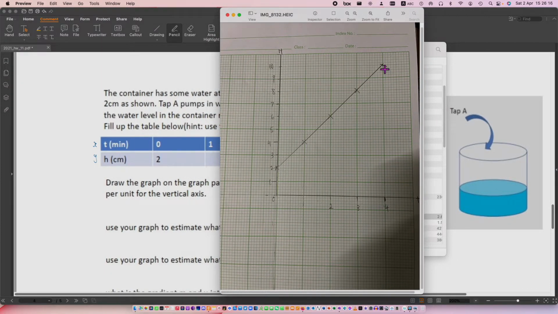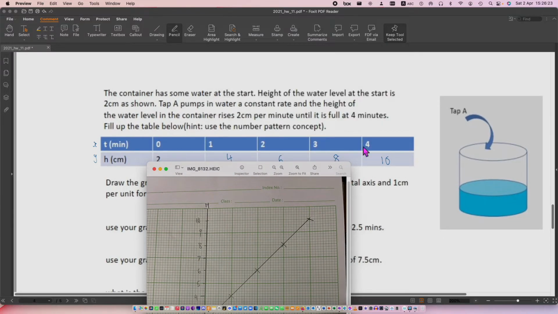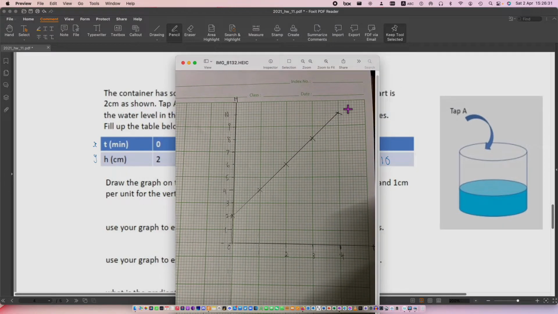So you are not supposed to extend it out past 4. Why? Because your t is only from 0 to 4, and your h is only 2 to 10. So what happens if you extend it out? When you extend it out, you are telling people you are going out of the range or out of the table, which you are not supposed to do. Are you clear? Are you supposed to go out of the range here? Okay, good.